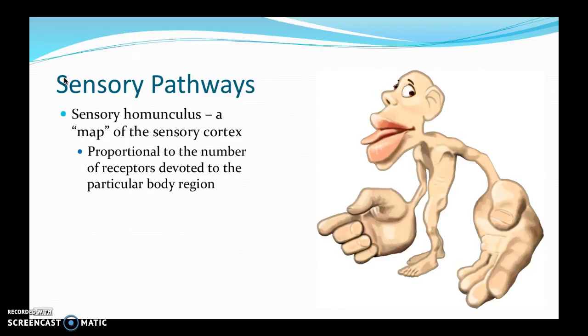On the sensory cortex, there is an uneven distribution of sensations. This creates what is called the sensory homunculus, or a man-like image, whose body parts are proportional to the number of receptors devoted to that body part. So, based on this picture, you can see that the largest number of receptors are going to be in the hands, lips, and tongue, with only a small number of receptors for the legs and feet.